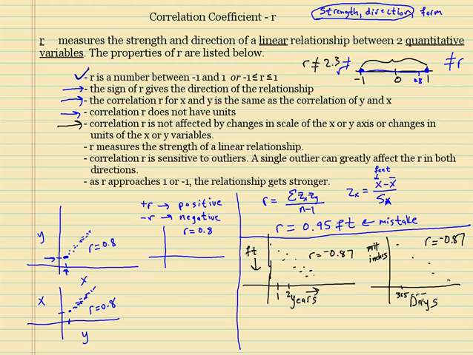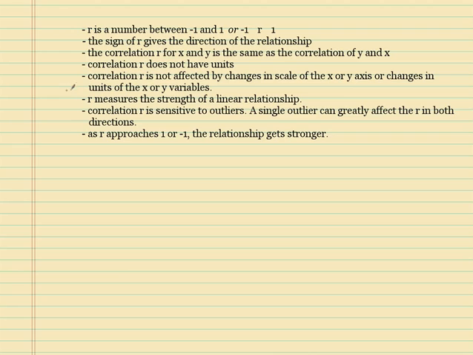Okay, so let's go to the next page, and we're going to go with r measures the strength of a linear relationship. That's going to be important. So we're on here now. These are all done. Of a linear relationship. So this is what could happen. You could get something like this.